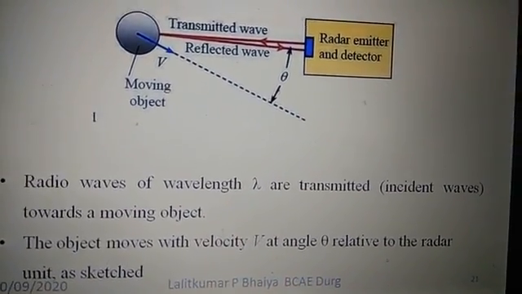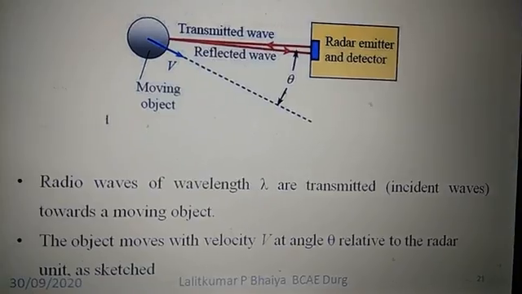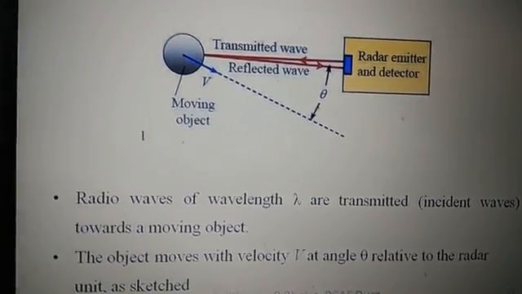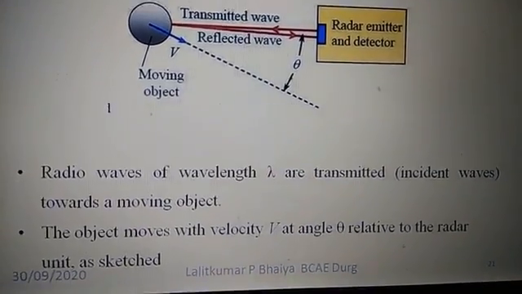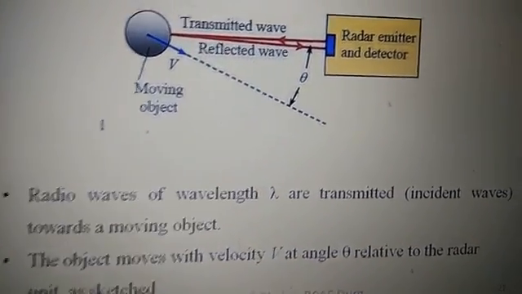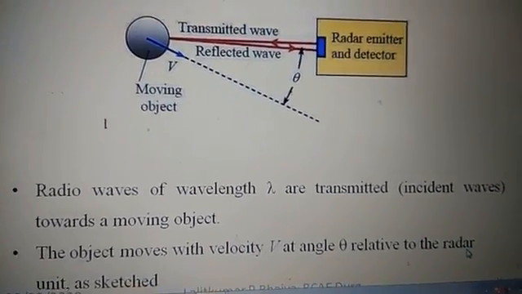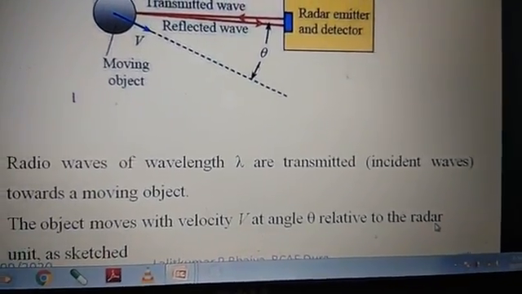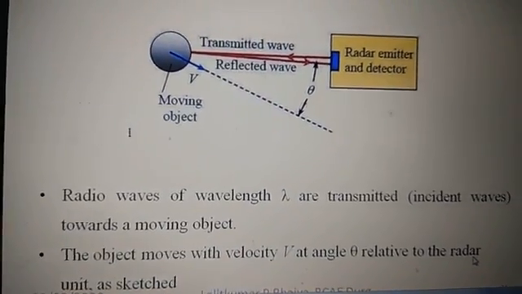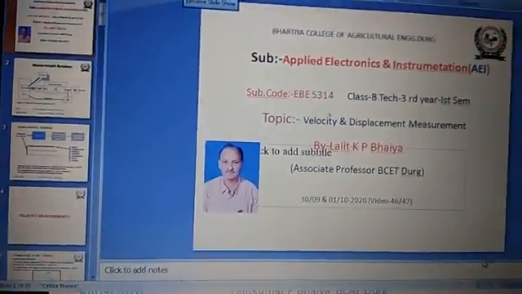Radio waves of wavelength lambda are transmitted, which is called the incident wave, towards the moving object. The object moves with velocity v at an angle theta relative to the radar unit, as sketched. You can see this diagram.